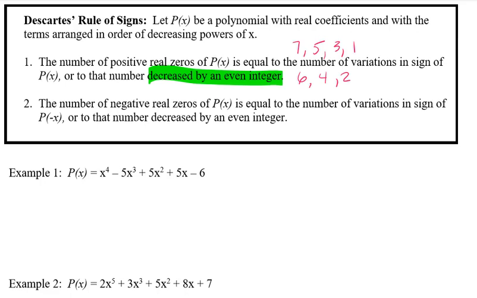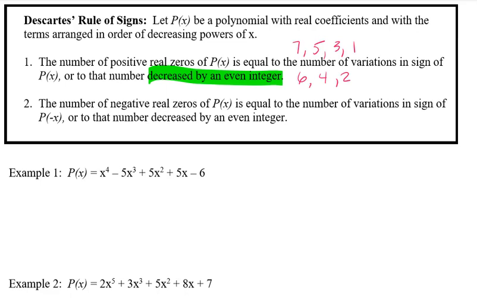Now, those are for the positive real roots. Similarly, for the negative real roots, I just have to plug in negative x and evaluate that to see what the changes in signs are. And when you're looking for variations of sign, that's just a really fancy way of saying that you are changing from a positive to a negative, and then eventually from a negative back to a positive. Sometimes we'll see those variations, other times we won't.